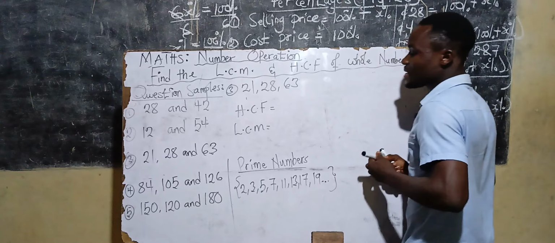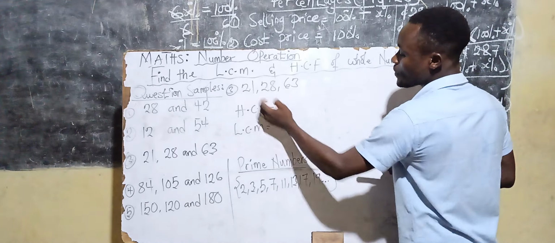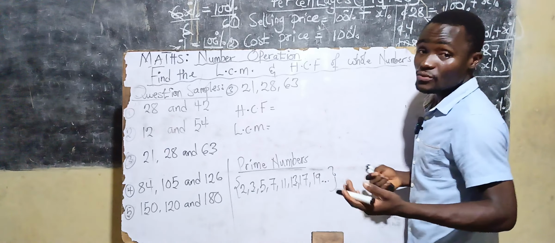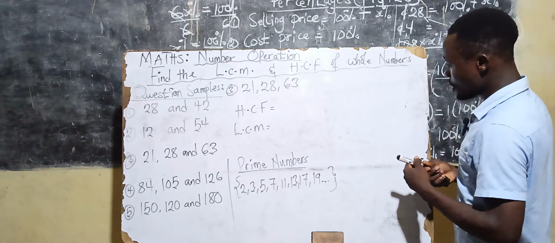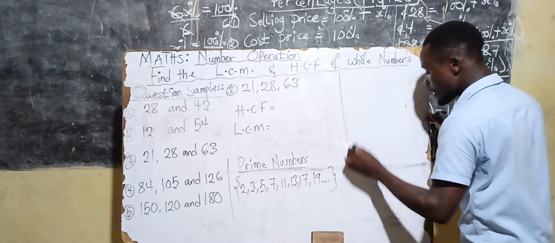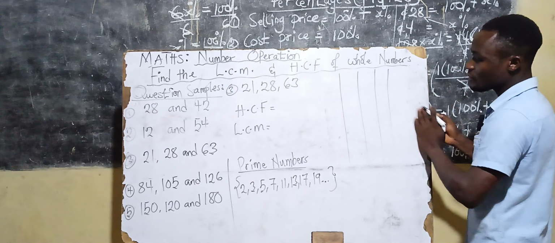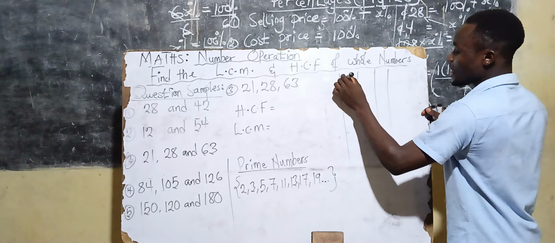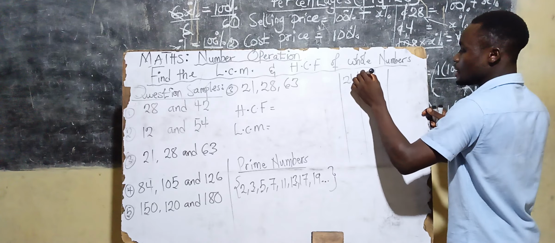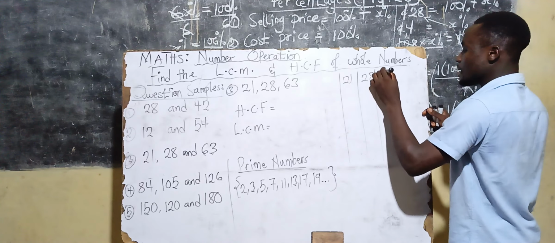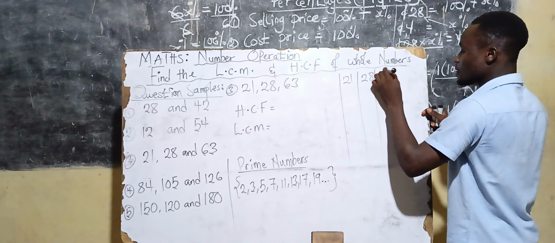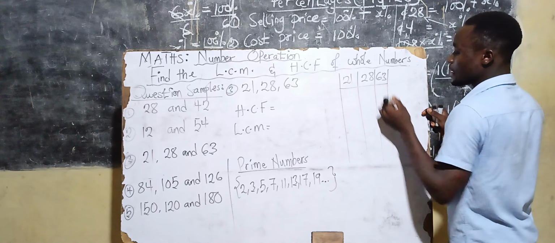So we have been tasked to find the HCF and then the LCM for these numbers. We are still using the table and the division method. So I will draw my table, and because of the 3 numbers, you have to be a little bit smart. So I have my 21 here, my 28, and my 63. Now underline it like that.